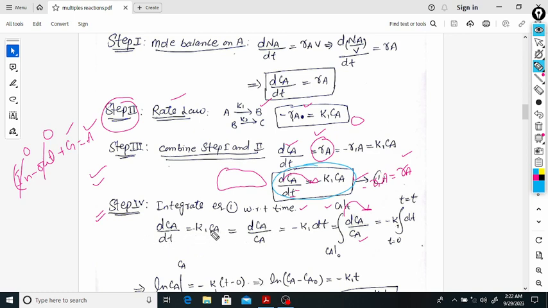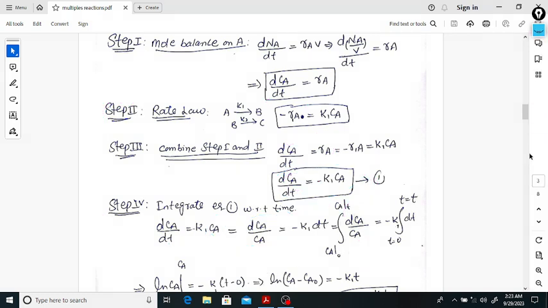dCA by dt is equal to minus K1Ca. So this is the separable variable method. dCA will come to this side, and this time will go to this side. So again, dCA by Ca, from Ca naught at time t is equal to 0, the concentration of component A will be Ca naught, and at time t is equal to t, the concentration of A will be Ca at time t. So here we know that we will apply the ln rule to both sides.